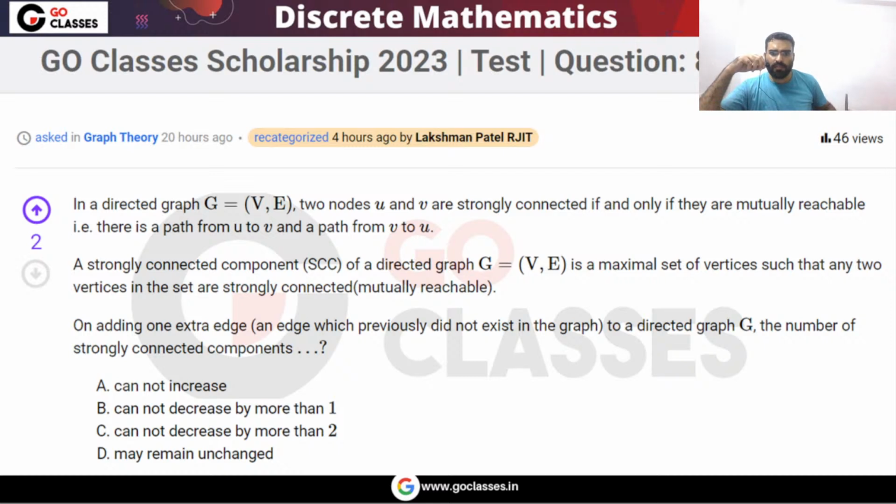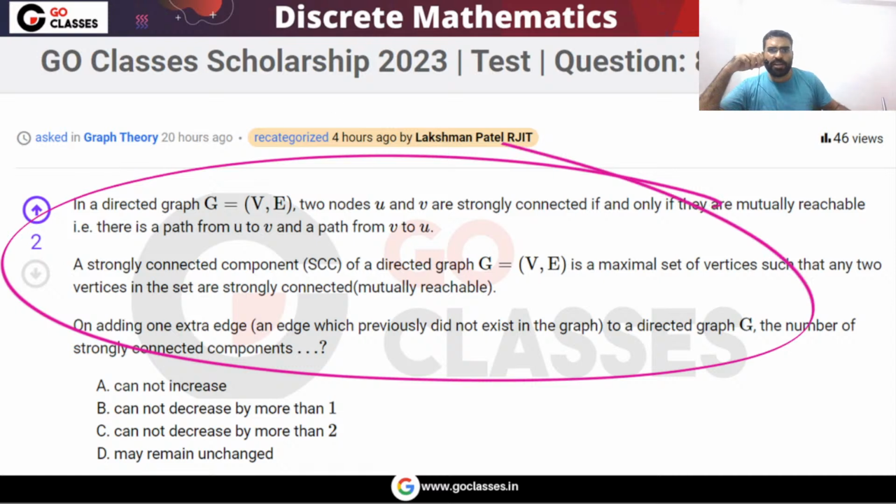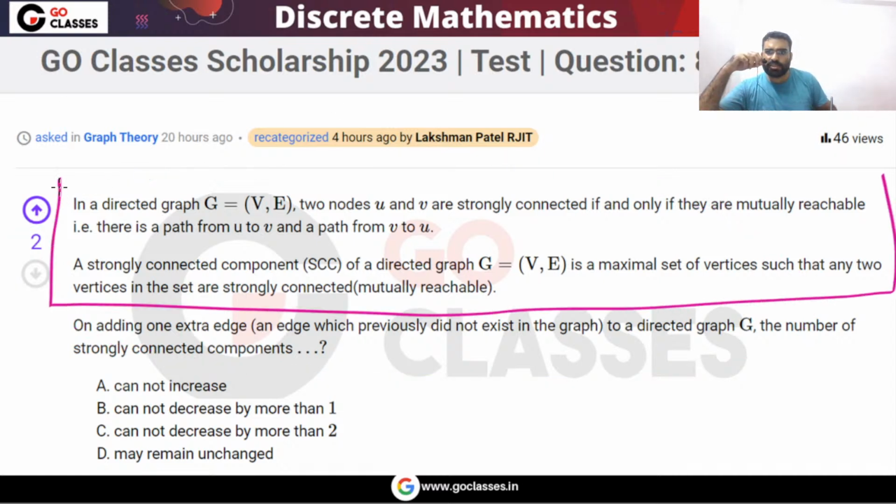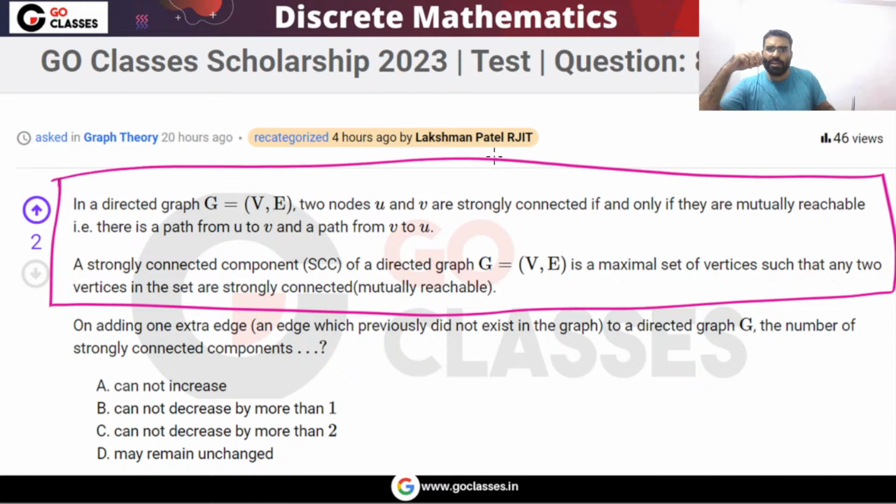Let's see this question. What is the answer? Please tell me. The definition of strongly connected component is given to you. This is nothing but the definition we have already seen. So the definition is given for the strongly connected component.